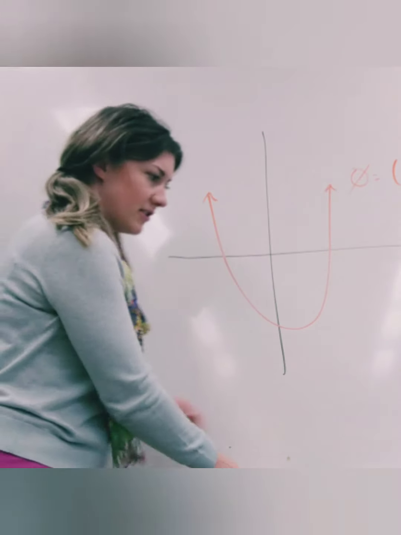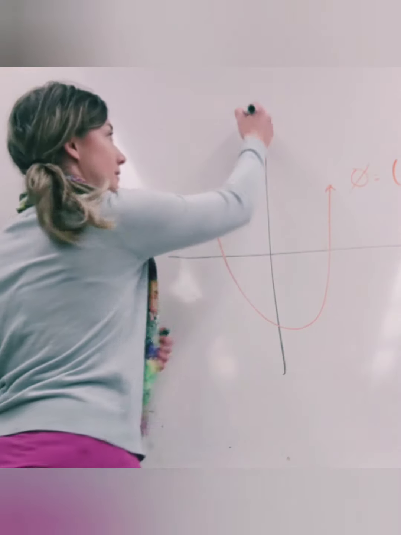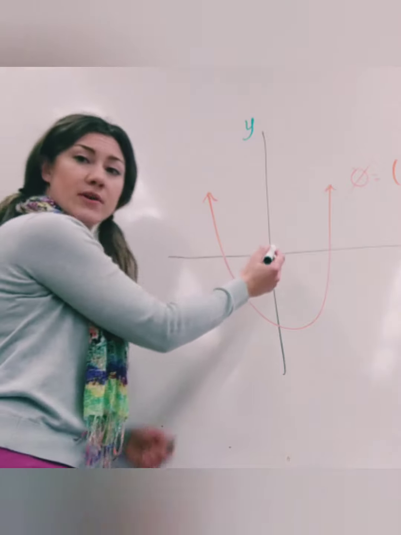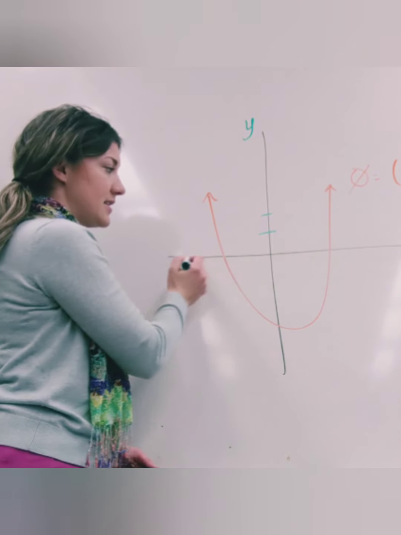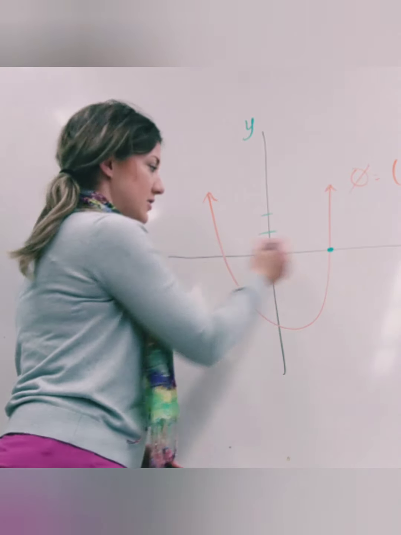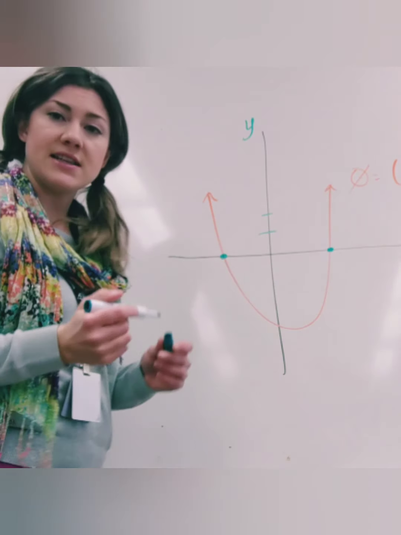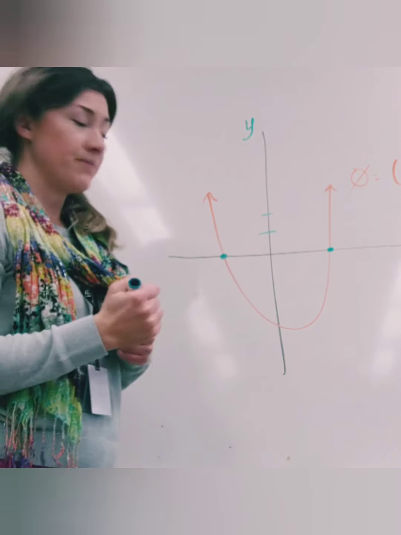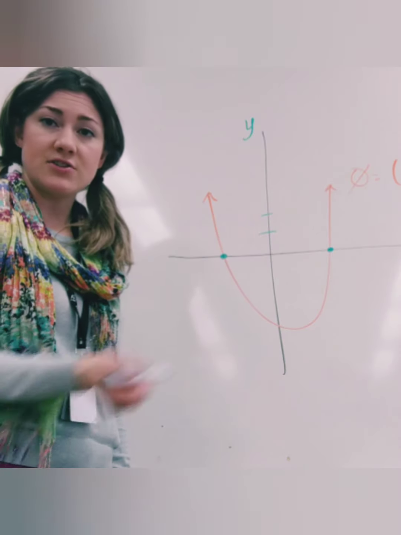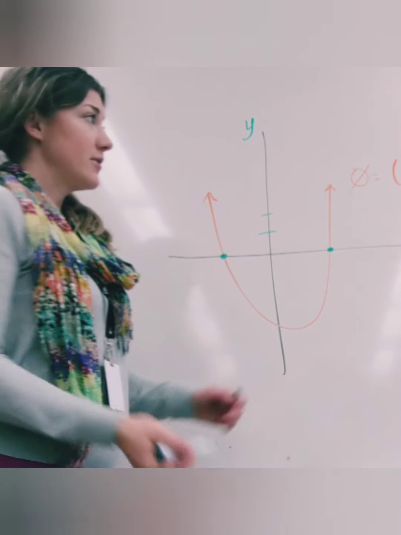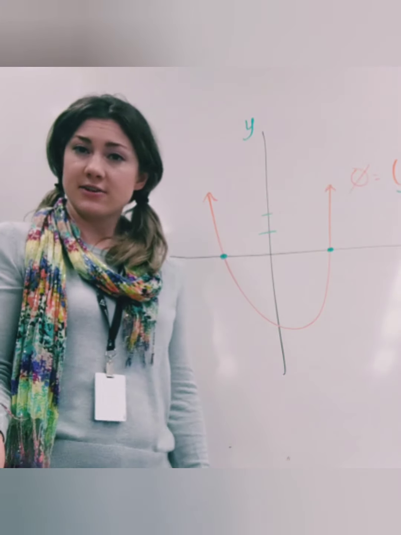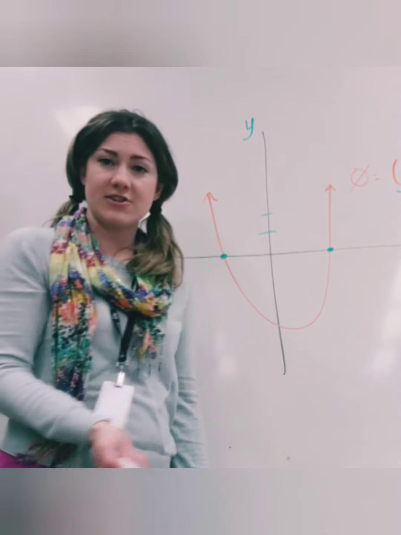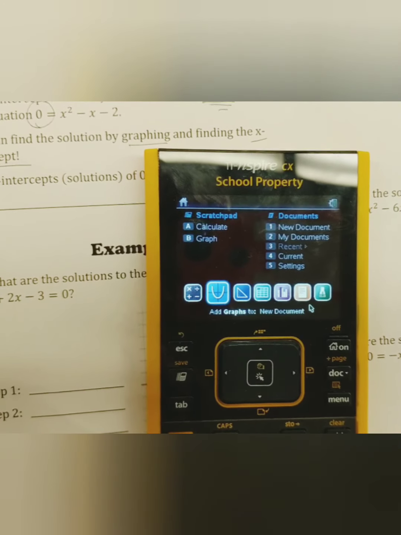So we can look down the y-axis. We know the point where y is 0 is going to be where it crosses the x-axis. So we have two different points there where y is 0, and those are going to be your solutions to this equation. So easy enough, if you can graph this, then you can find the solutions by looking for the x-intercepts. So here I'm going to do an example.